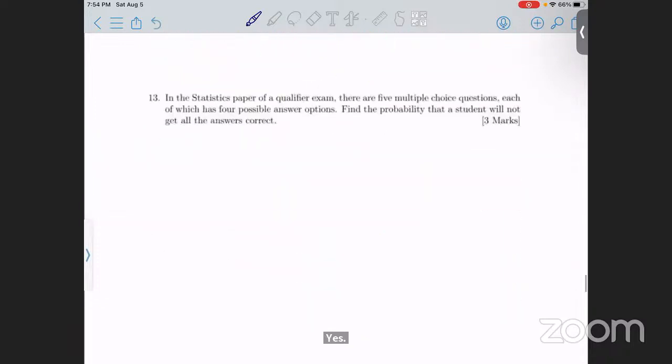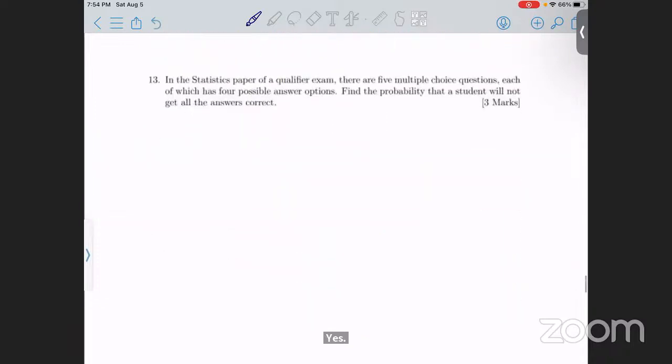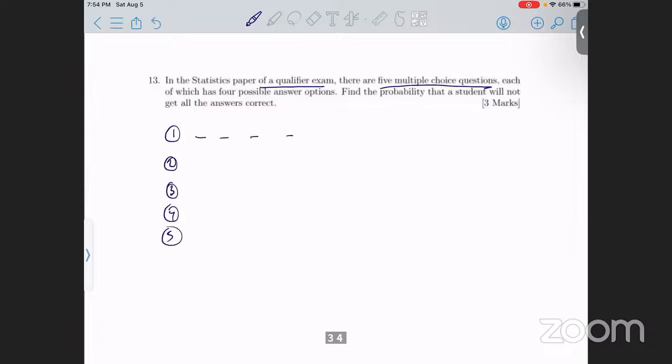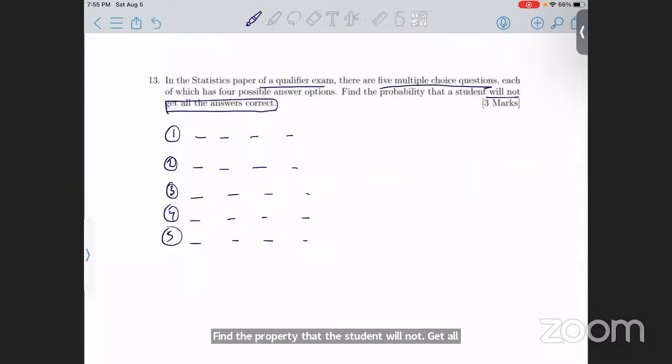And then coming to the 13th question. In the statistics paper of a qualifier exam, there are 5 multiple choice questions. Each has 4 possibilities. Find the probability that a student will not get all the answers correct.